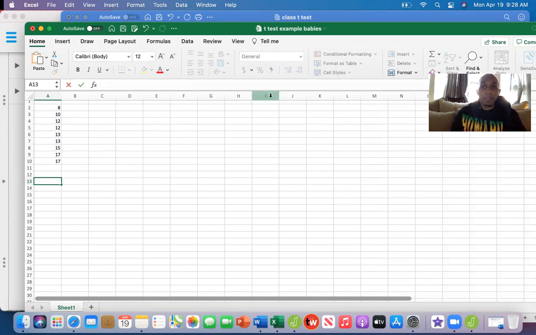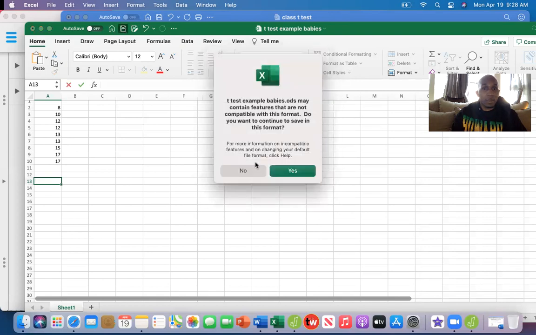So remember, your data should be saved in Excel in an ODS file because JASP reads the ODS file. Okay, so make sure that you have that done. Okay, I'm going to just save this again just to be sure.